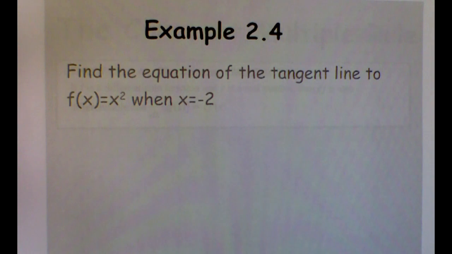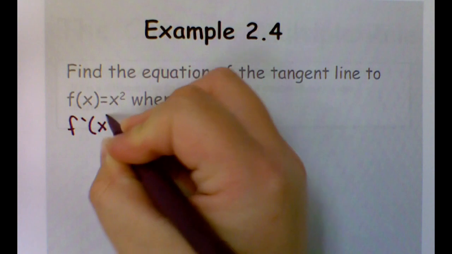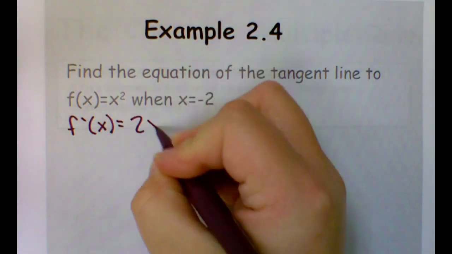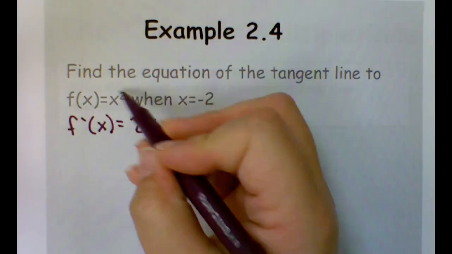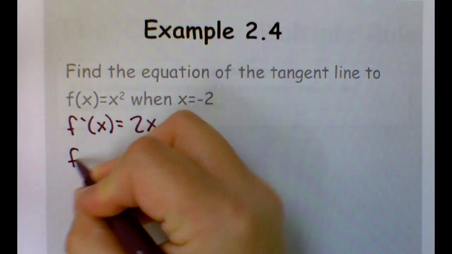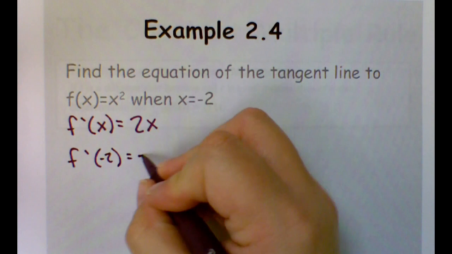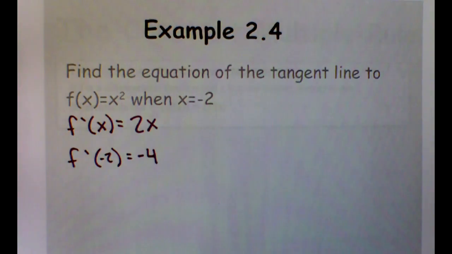Let's find an equation of the tangent line to f of x equals x squared when x equals negative 2. A tangent line means that we find the derivative and use that to get the slope. So the derivative of f of x equals x squared is 2x, because we bring down the 2 and subtract 1, leaving us just an exponent of 1. So I want to know what f prime of negative 2 is. Well, that's going to be negative 4 when I plug it in.